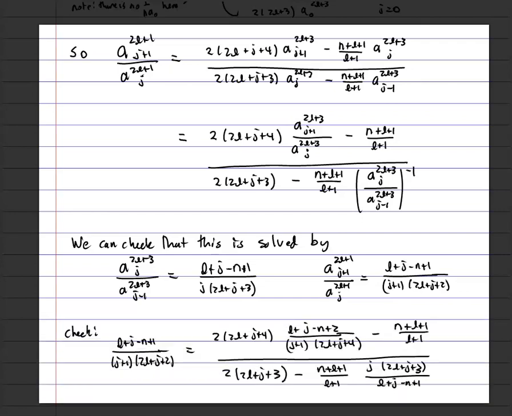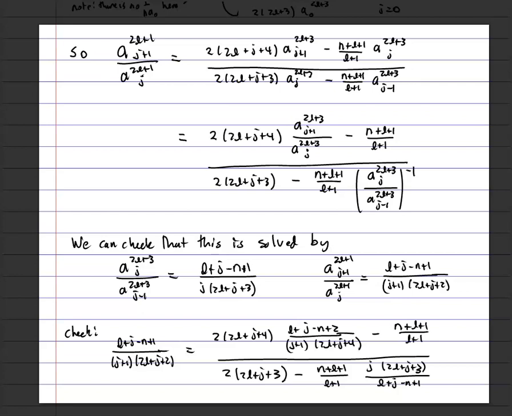The left-hand side will become (l + j - n + 1) divided by (j + 1), times (2l + j + 2). And now we plug in: we get 2 times (2l + j + 4) times the expression where the j goes to j + 1, which is (l + j - n + 2) divided by (j + 1) times (2l + j + 4), minus (n + l + 1) divided by (l + 1), and then divided by 2 times (2l + j + 3) minus (n + l + 1) divided by (l + 1). And now we have to substitute in the inverse of this expression with the j minus 1. And that's a j times a (2l + j + 3) divided by (l + j - n + 1).